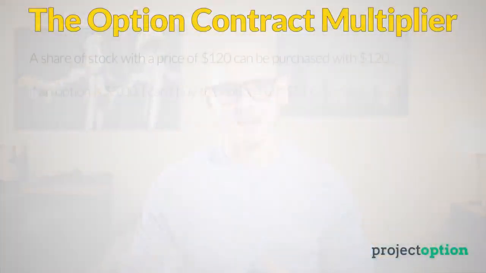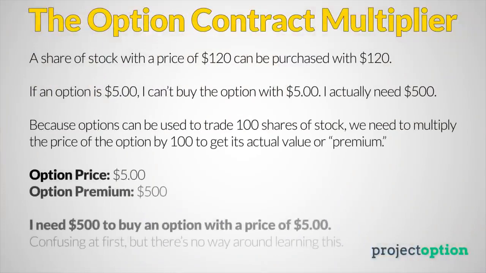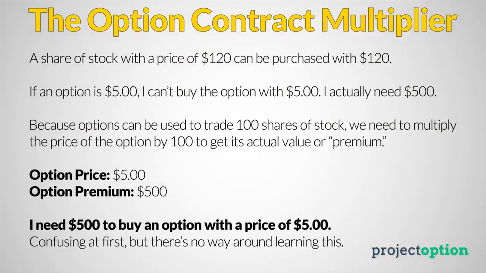Option characteristic number three that we have to discuss, and the final one that we will discuss before moving forward, is what is called the option contract multiplier. So this is really confusing, and I hate it myself as someone who teaches options because it makes things pretty confusing. But if I see a share of stock that has a stock price of $120, I can buy one share of that stock with $120.